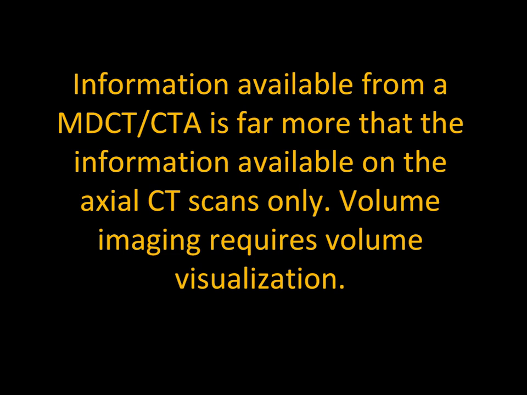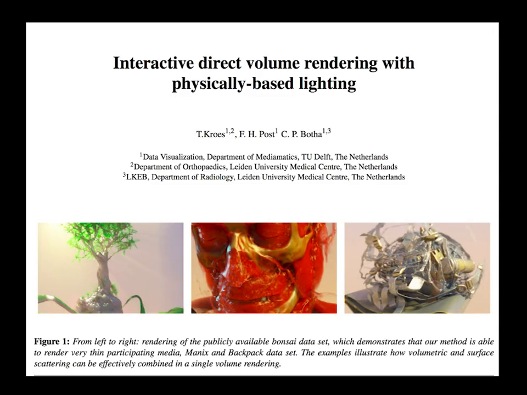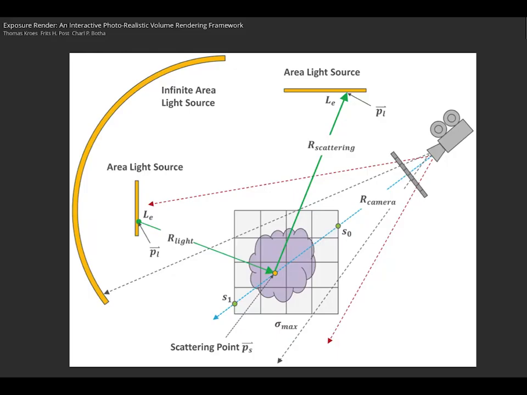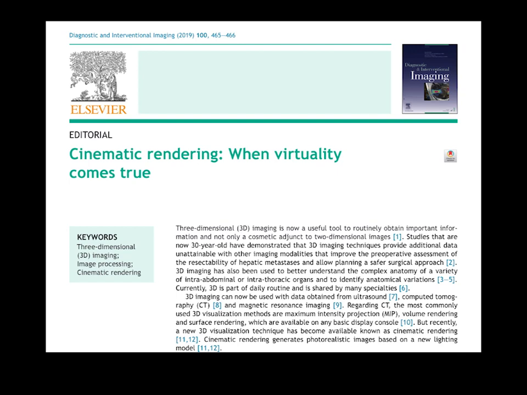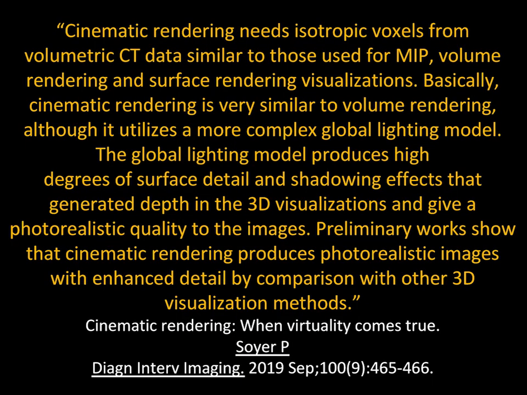As we've always said, the information available from a CTA, for example, or a CT, is far more than the information only available on the axial slices. The reason we got thin sections is to get volumes, and the reason we get volumes is for volume visualization. You see many more things in the volume. The most recent jump forward is cinematic rendering, this article by Crowe's. He's not a medical imager, but he thought that perhaps medical would benefit from new graphics cards. So instead of just doing the Pixar model of a single lighting source, you have infinite lighting sources. And as Philippe Sawyer says, this is virtuality coming true.